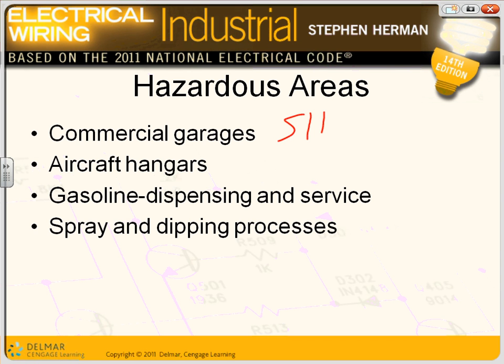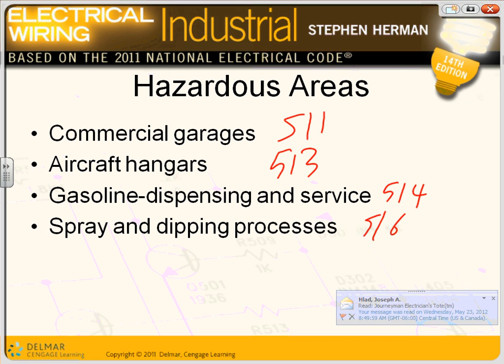And then you get into aircraft hangars. 514 is this one. These are all articles. Spray is 516. 516 is the spray area. Aircraft hangars is 513. So to get the full scope of it, you have to review. I feel sorry for you because we're reviewing 4 articles in the NEC code book in less than an hour.